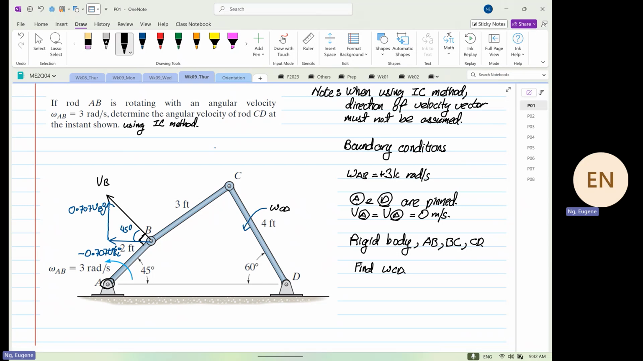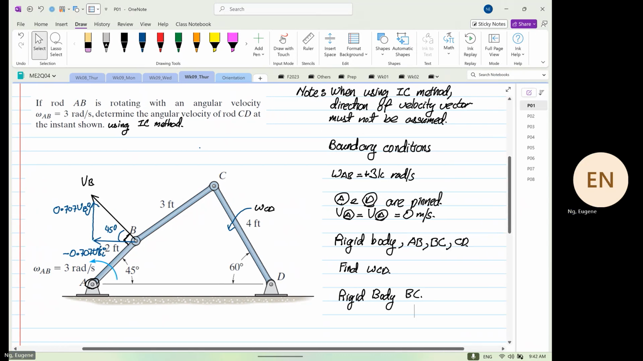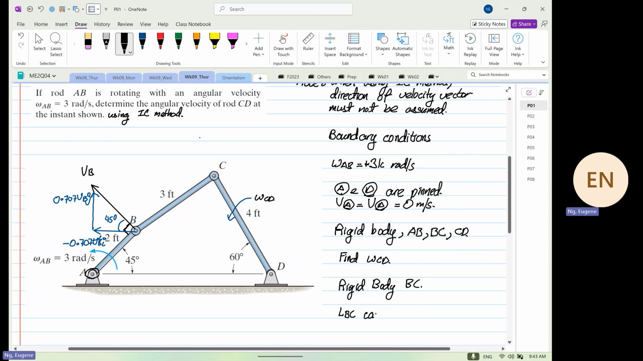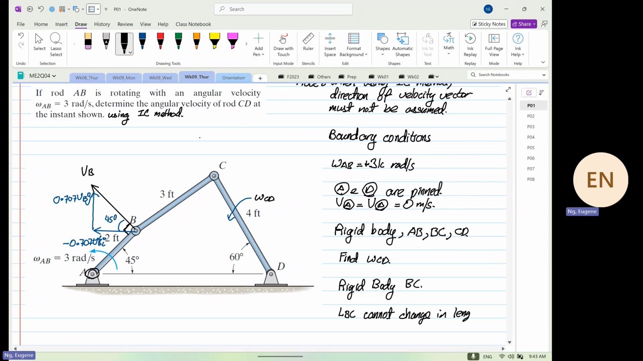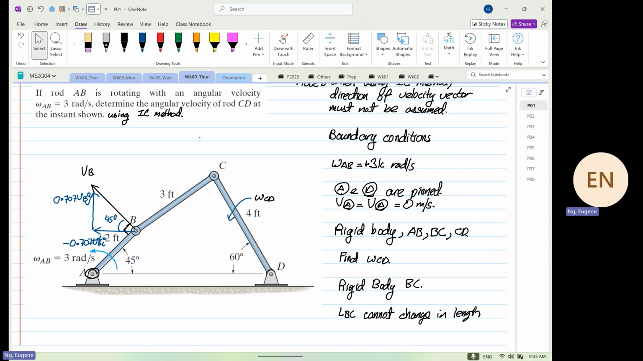So from here, we are going to focus on the rigid body BC. And we know that LBC cannot change in length. That's why we call it a rigid body. So one thing for sure, right?